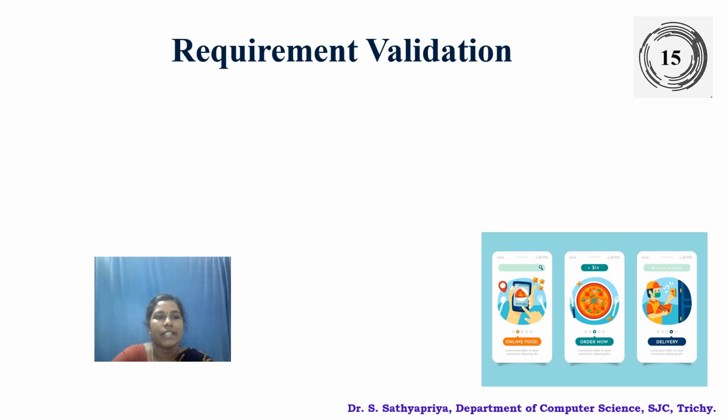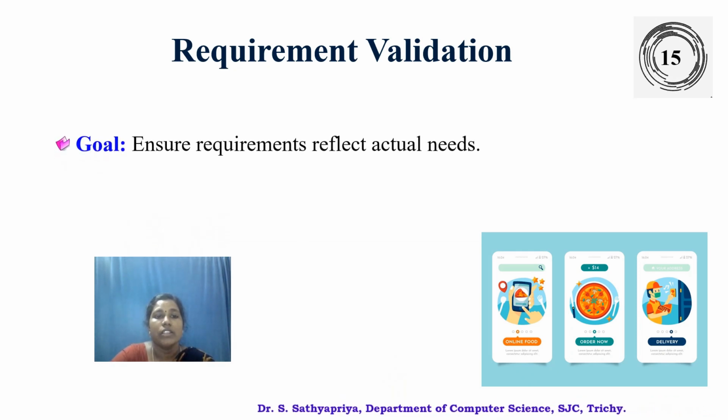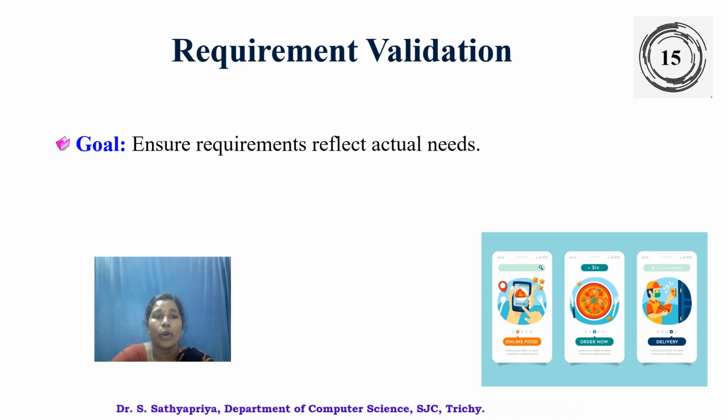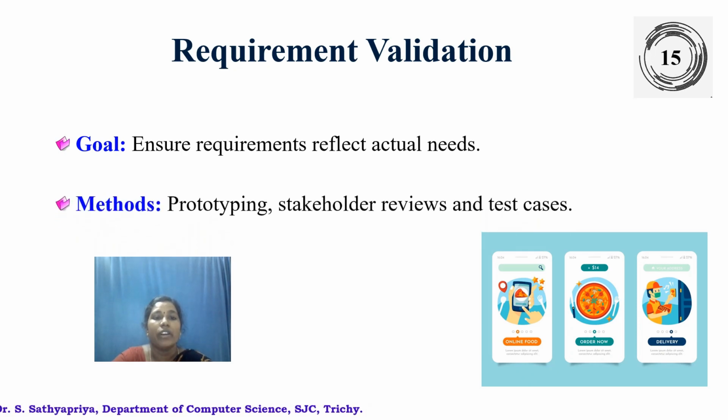Once the requirements are specified, then we need to validate them. The main goal of requirement validation is to ensure requirements reflect actual needs. Why is it important? To ensure that what we have documented actually meets the stakeholder needs. We use different methods to validate the requirements, like prototyping, stakeholder reviews, and test cases.